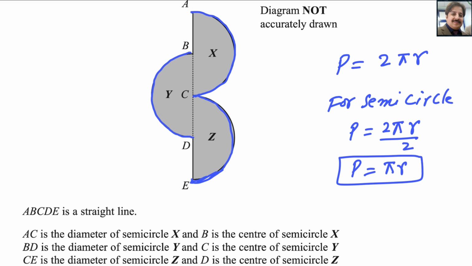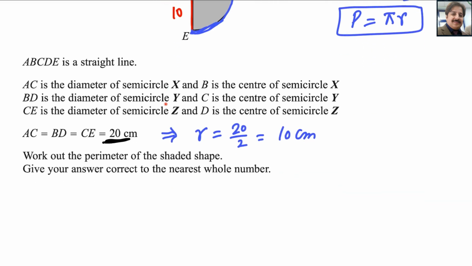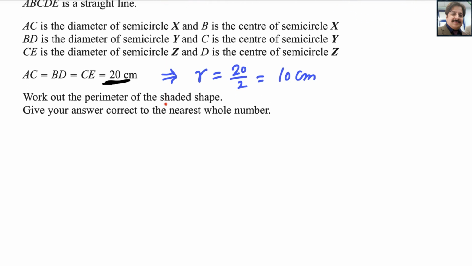For sure this part is 10 because it is the radius, it is 10, and this is also 10. So there are three semicircles and these two more sides. You have to add them together to find the total perimeter for this shaded region. Let's go solve this question. Perimeter of the shaded shape.